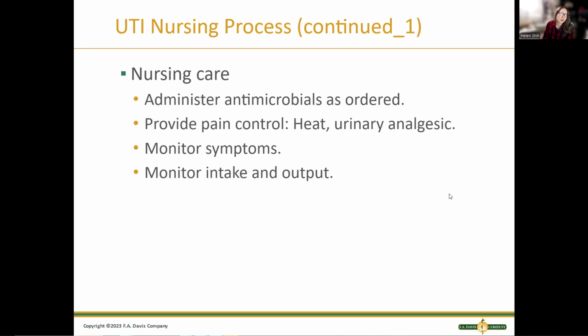We also provide pain control or comfort measures such as applying heat or giving a urinary analgesic. In this chapter, the urinary analgesic you have to know for the exam is called phenazopyridine. That's spelled PHENAZOPYRIDINE. It's pronounced phenazopyridine, and it's specifically given for patients who are experiencing painful symptoms of UTI. You have to know this medication for the exam. Then we're going to monitor their symptoms and monitor their intake and output to make sure that they're doing okay as they're recovering from the UTI.